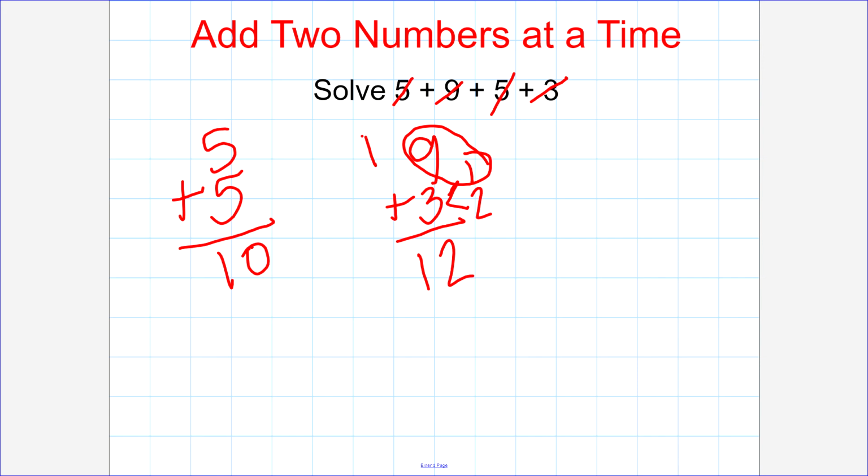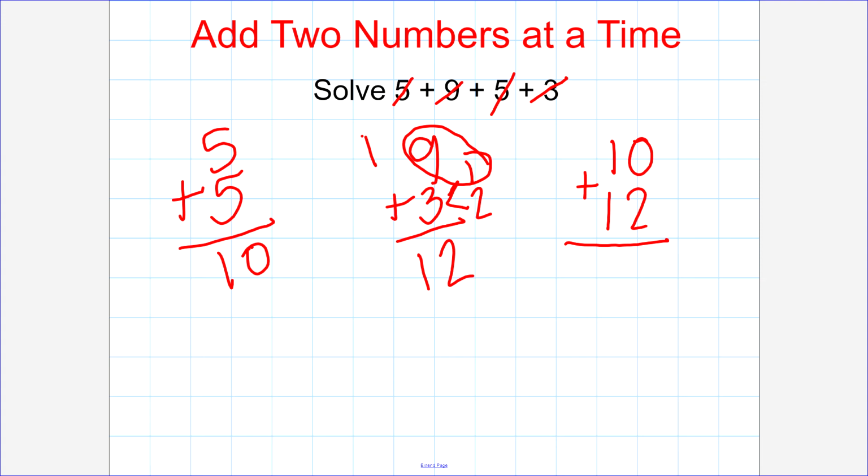Now, third grade, we've added all the numbers in our equation, 5 plus 9 plus 5 plus 3, and now we have the numbers 10 and 12. We'll now add together 10 and 12 to find our final answer. 5 plus 5 was 10, 9 plus 3 is 12. We'll add those together to find our final answer.